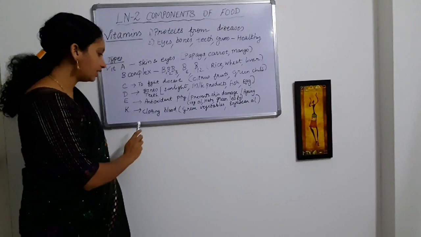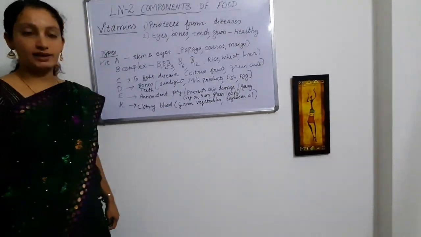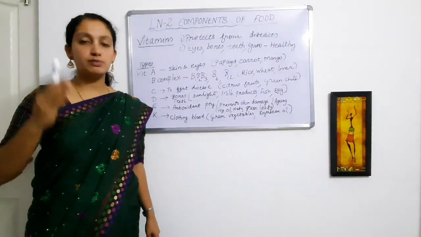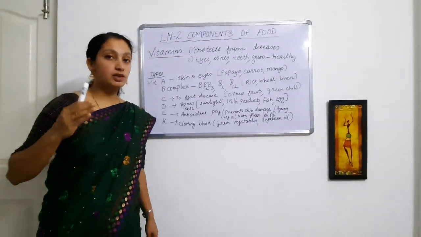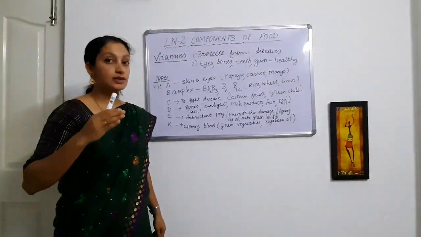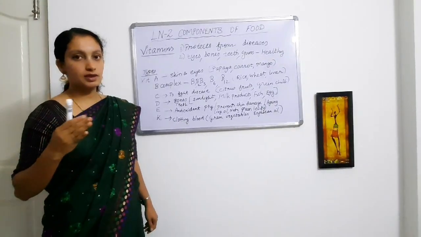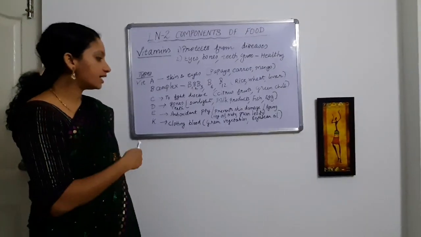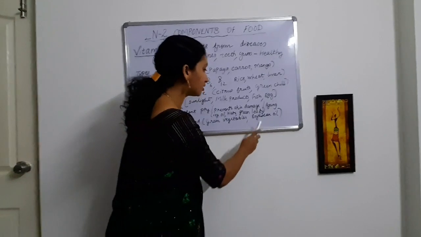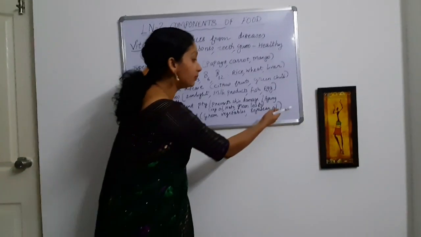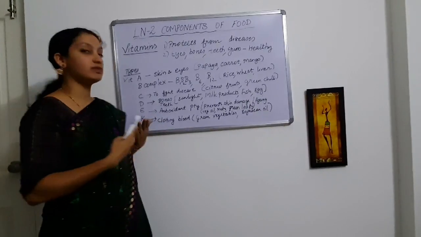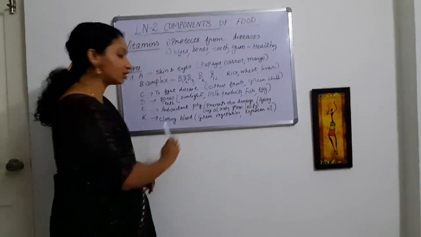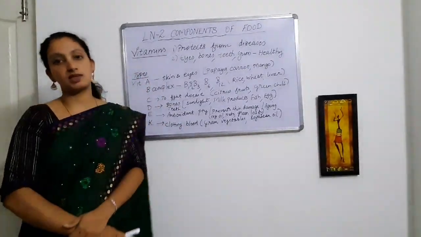Last one is vitamin K. The clotting of blood is related with this vitamin K. If you don't have enough amount of vitamin K, the clotting process will be very slow. Once you get bleeding, the clotting takes more time if you don't have enough vitamin K in your body. So you have to take sources like green vegetables, soybean, and soybean oil to get enough vitamin K for the proper function, that is, clotting of blood. So this is about vitamins.